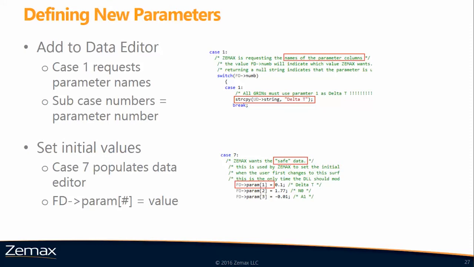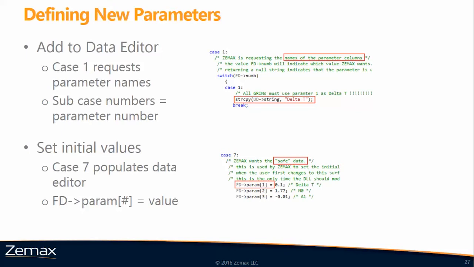Case 1 requests the parameter names which will be added to the lens data editor, with the subcase numbers corresponding to parameter numbers. As ours is a gradient index surface, parameter 1 is required to be the maximum step size, delta t. But the same code format can be used to modify or add subsequent parameters in order to fully define the surface. After creating new parameter columns, we will need to set initial values to populate them. OpticStudio requests this information using case flag 7, in which it requests the safe data.